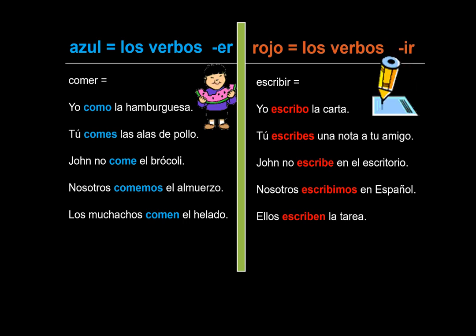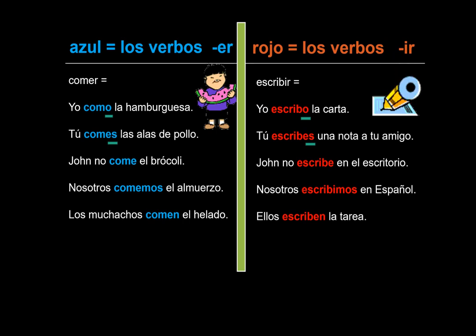Now that we're looking at them side by side, do you notice anything that they have in common? Think back to the AR verbs. The AR verbs ended in o, as, a, amos, an. Are these similar? Let's take a look. For the yo form, if you chop and add, you can tell that the ending is an o. Yo como, yo escribo. Let's take a look at the tú form. If you do a simple chop and add, the ending is es. Comes, escribes. It's the same for both.